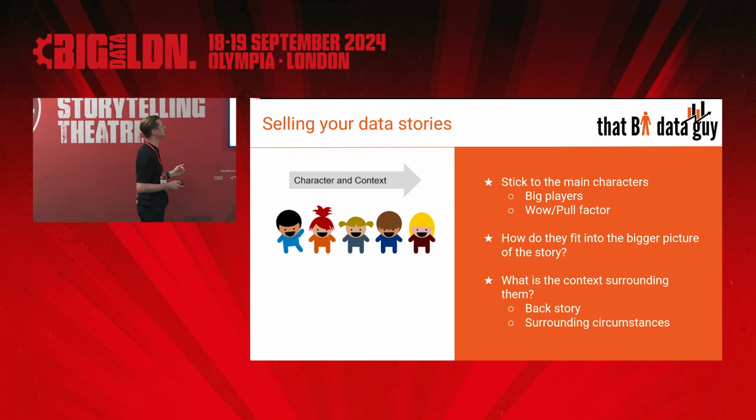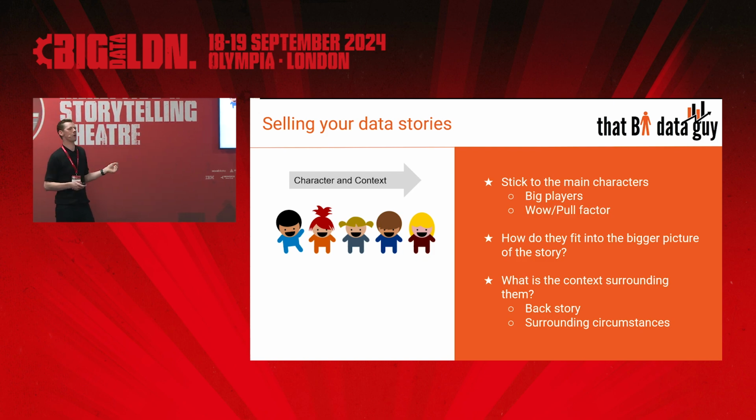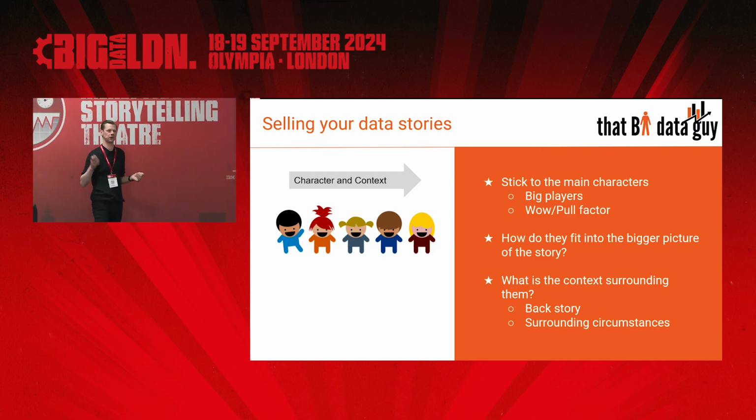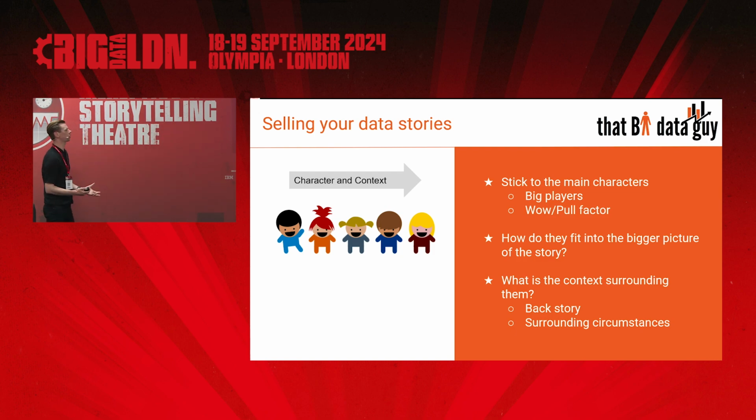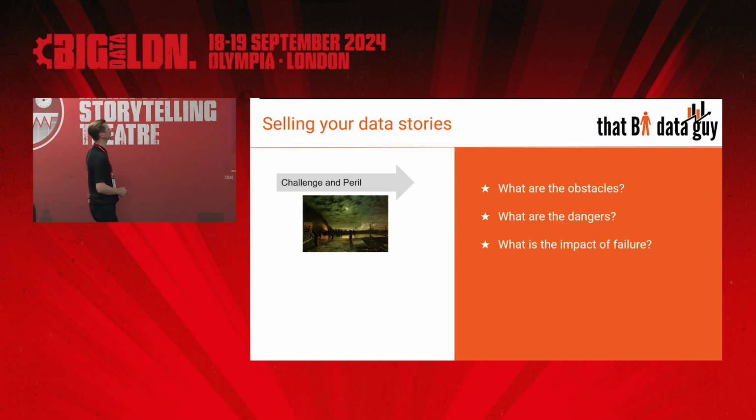So characters and the context, stick to the big players when you're talking about what you've done, okay? Actually, your CFO doesn't care about Sandra in accounts or Jeff in the warehouse. Stick to the big players. How do they fit into the big picture, and what's the context surrounding them? The goal, what we're trying to achieve, why should they care? What's in it for them? How would it benefit them? And if you've got to tell a different story three different ways to three different people, then do it.